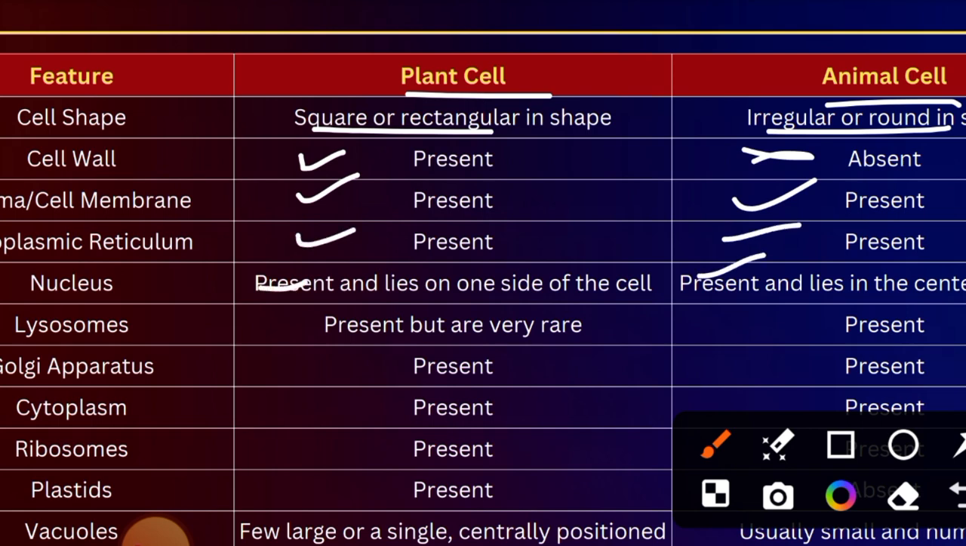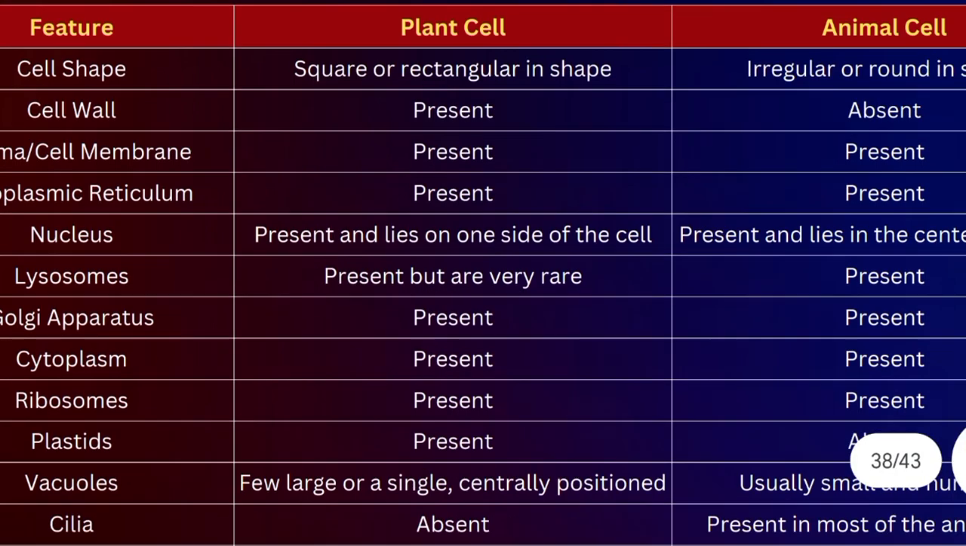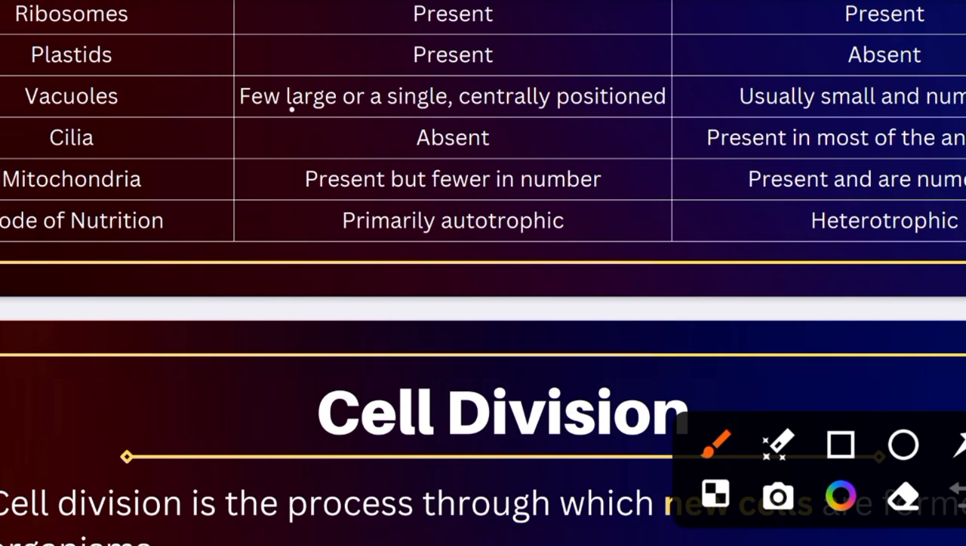Nucleus, present in both. Lysosome, present, but in plants they are very few because they do not need to suicide themselves, they do not need to store products much, they already have very big vacuoles, therefore sometimes present, and in animals always present. Golgi, present in both. Cytoplasm, present in both. Ribosomes, present in both. Plastid is only present in plant cell but not in animal cell, because animals do not need any color, green color and all to do things. Vacuoles present in both, but in plants they are quite larger, and in animals they are smaller.